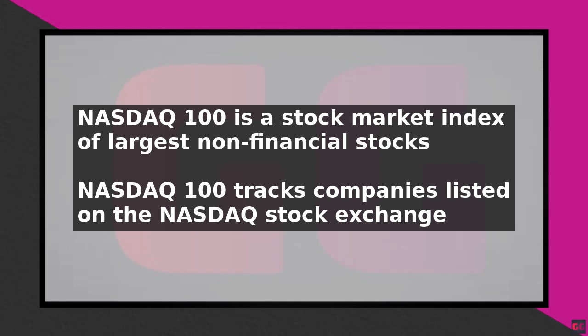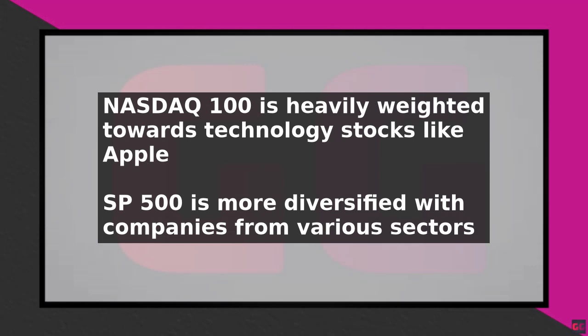One of the main differences between the two indexes is the composition of the stocks they track. The NASDAQ 100 is heavily weighted towards technology stocks, with companies like Apple, Microsoft, and Amazon making up a significant portion of the index. In contrast, the SP 500 is more diversified, with companies from various sectors such as healthcare, finance, and consumer goods.